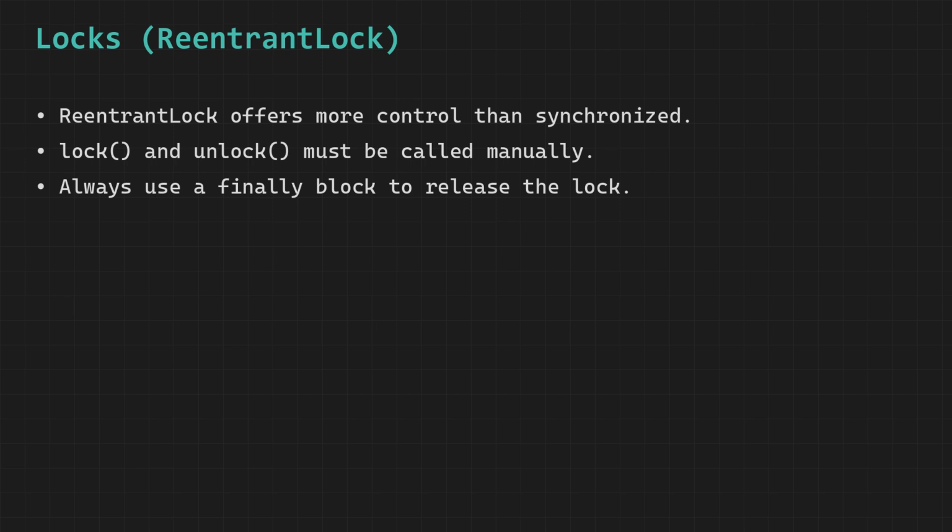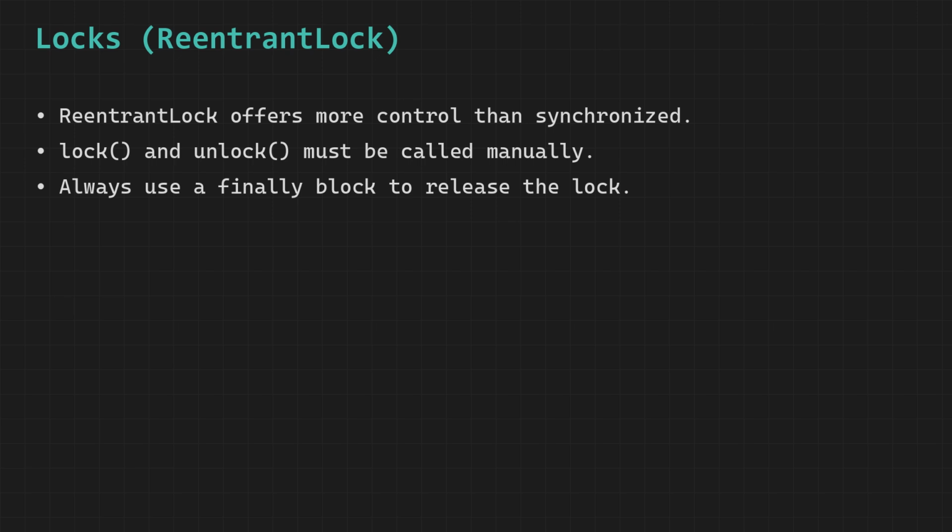The term reentrant means that if the same thread that already holds the key tries to enter the room again, it is allowed to do so without getting blocked, which is like the same person being able to re-enter the room multiple times using the same key without any restriction, and this is particularly useful in situations where methods call each other and require access to the same locked resource.